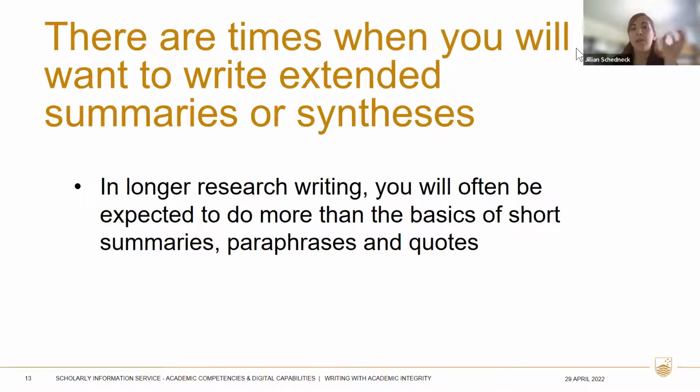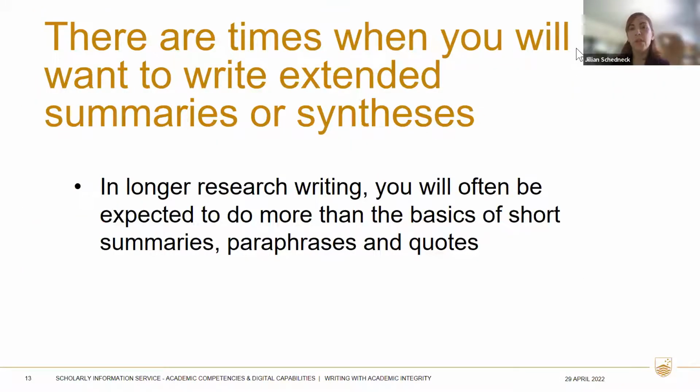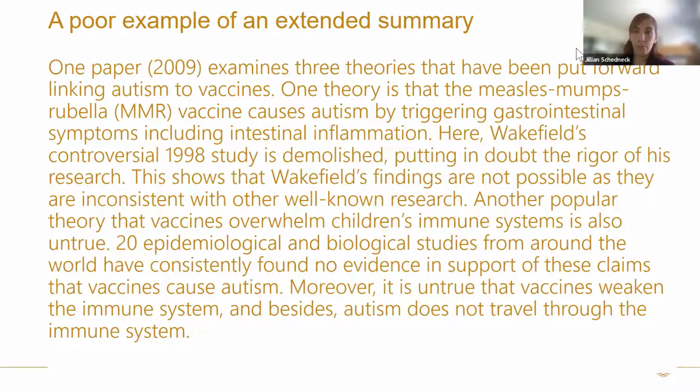Okay. And so this is a good example, like I said, and it's quite a basic way to use many of the different ways to incorporate sources. But there are other times when you might want to write an extended summary or more of a synthesis. And like we said, that's missing in the previous example. So in longer research writing, you might be expected to do a bit more than those basics. So here's a poor example of an extended summary.